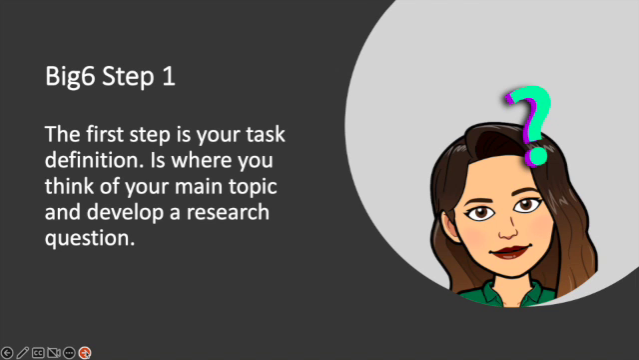So the first step for the Big 6 is task definition. In here, you're going to ask yourself, what is the main topic? What do I need to talk about on my research paper, project, or presentation? You're going to search for keywords, and then you're going to develop a question that is not a closed answer. It's not yes or no, but it's an open response. One that you can develop and one that you can be looking at and thinking about throughout your research.